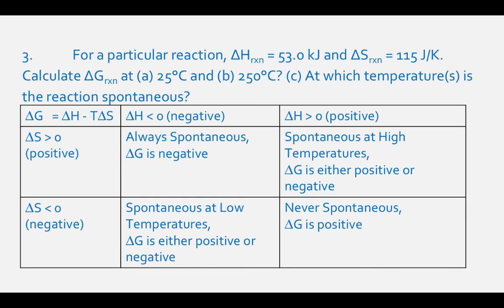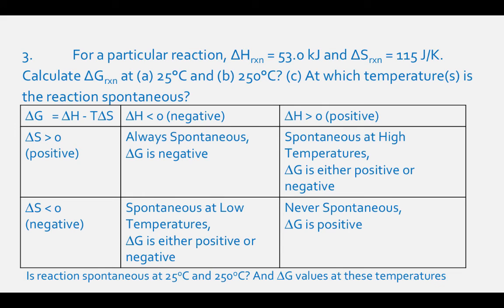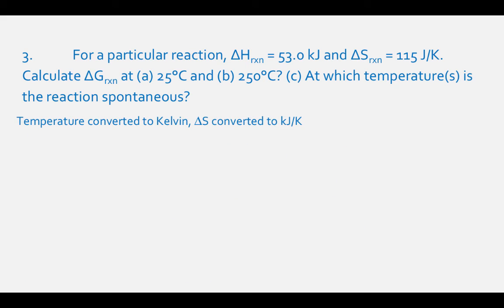So we need to determine if this reaction is spontaneous at 25 degrees Celsius or at 250 degrees Celsius, and what the values of delta G are at these temperatures. Let's look at the units of this problem. The units of temperature need to be in Kelvin, so we will convert delta S to kilojoules per Kelvin.